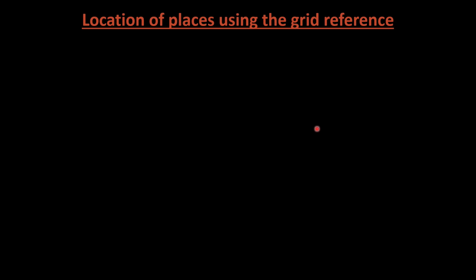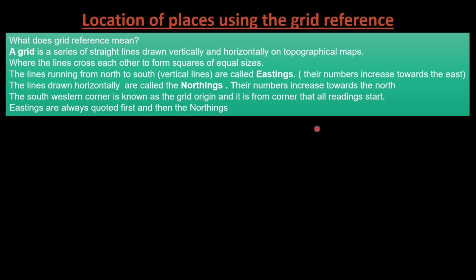Location of places using the grid reference. What does grid reference mean? A grid is a series of straight lines drawn vertically and horizontally on topographical maps, where the lines cross each other to form squares of equal sizes.